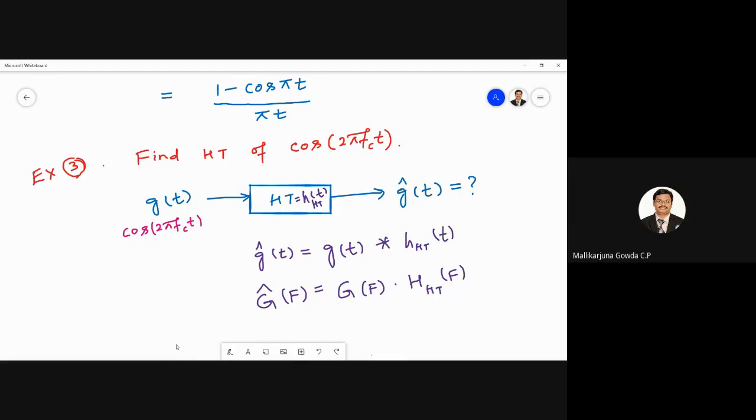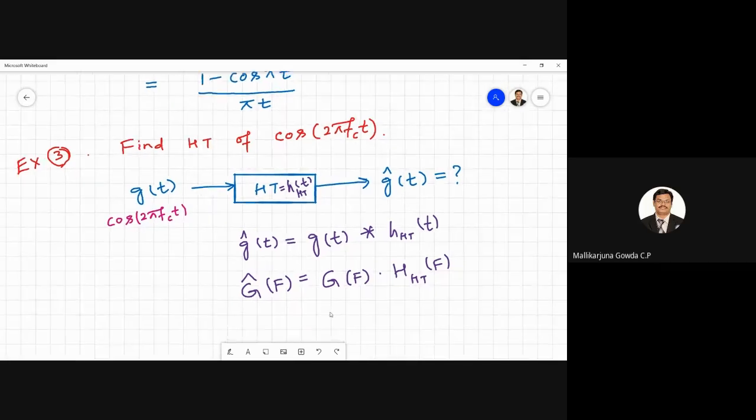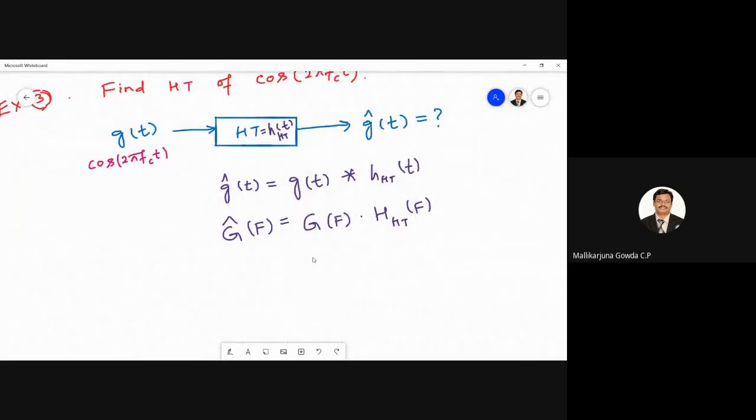Now, I already know what HHT of f is, right? What is the Fourier transform of the impulse response of the Hilbert transform? And I can find out G of f by taking the Fourier transform of g of t, that is, the Fourier transform of cos 2 pi fct, which you should know. Then multiply those two signals; at least graphically you will get some answer. Then you should be able to say how it can be represented mathematically. Is this much idea fine? Will you continue and do it?